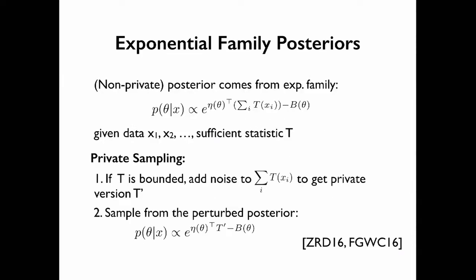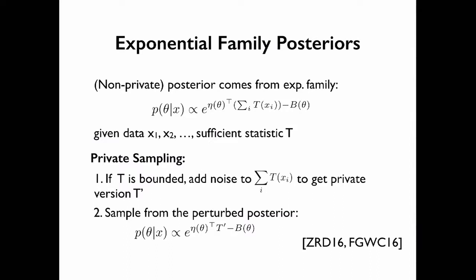This was done by Zhang, Rubinstein, and Dimitrakakis, and Foulds et al., at more or less the same time. So if your sufficient statistic t is bounded, then you just add noise to the sum over i of t of x_i to get a private version, t prime.